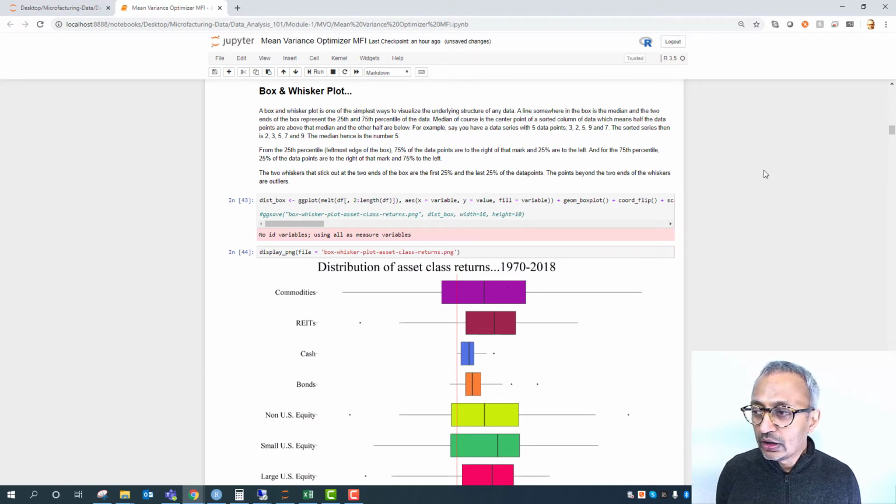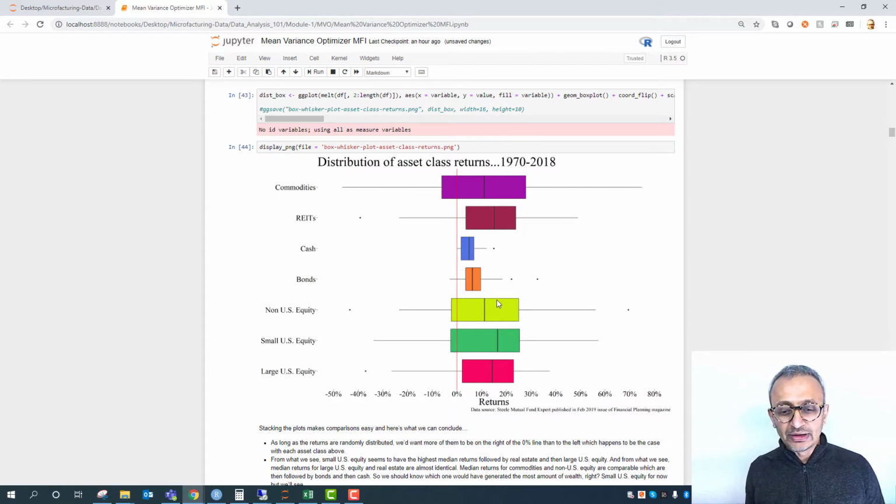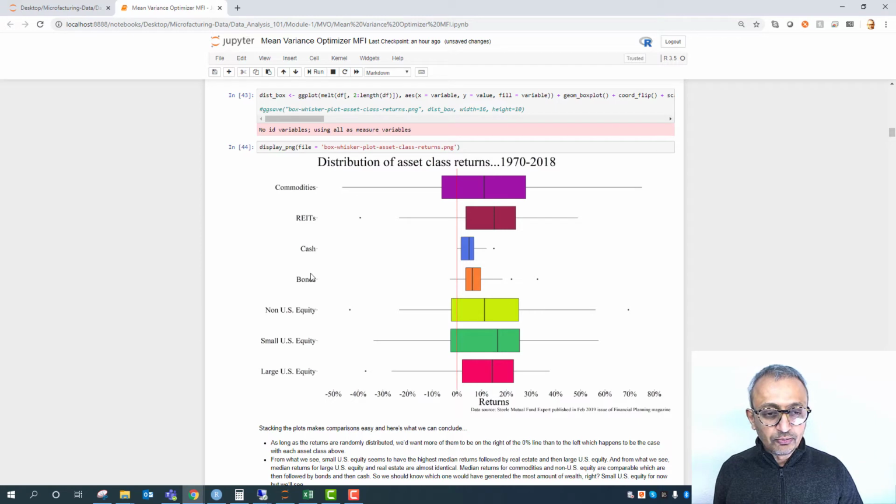This box and whisker plot basically takes each column in that data set we were looking at, and arranges it in ascending order, for example. And it plots the spread of that data. So that black line you see in the center of this plot, you're basically stacking all these different asset classes and trying to understand them. So you're plotting all these asset classes against returns, as to what the different return numbers are for these different types of investments.